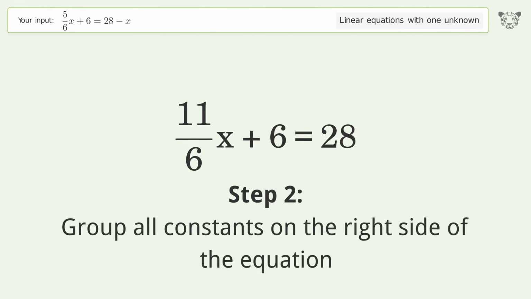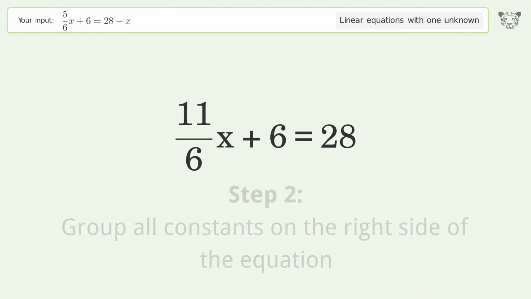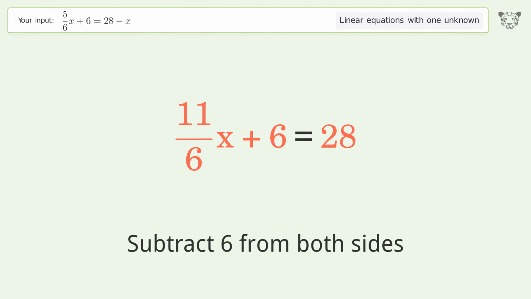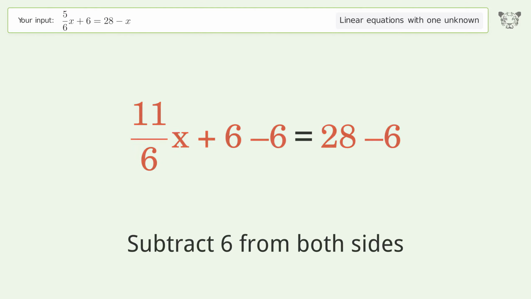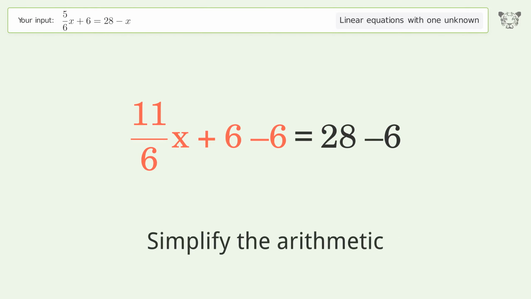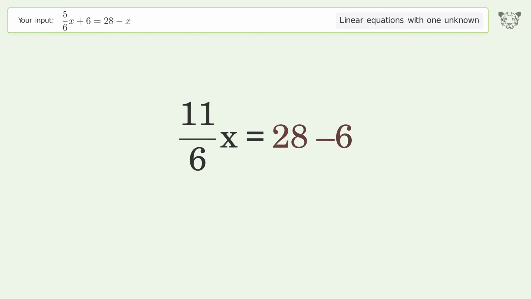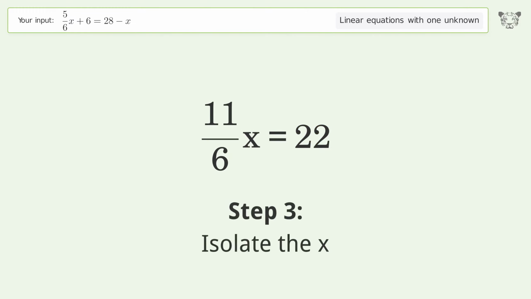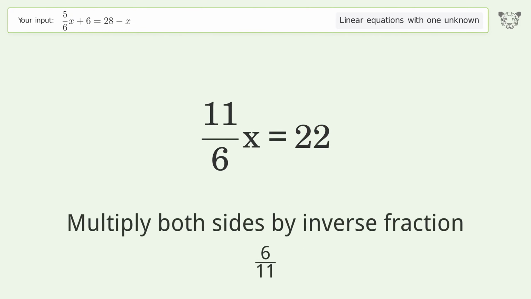Group all constants on the right side of the equation. Subtract 6 from both sides. Simplify the arithmetic. Isolate the x. Multiply both sides by inverse fraction 6 over 11.